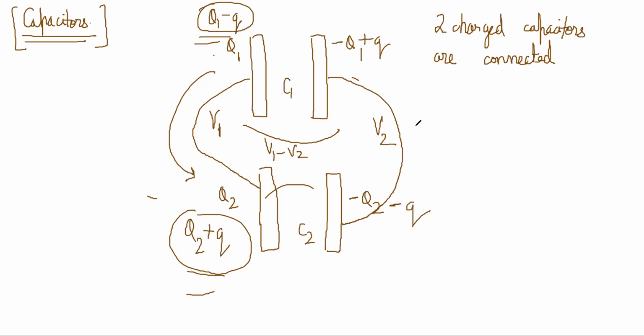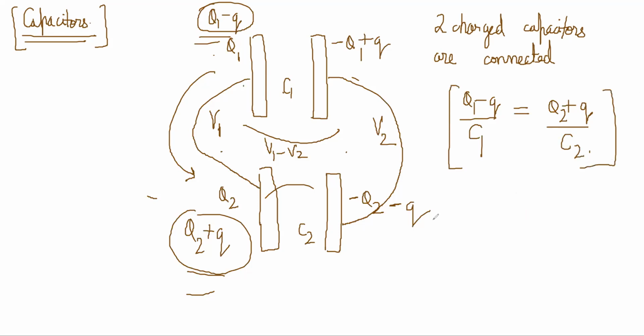Now you can say that the potential across this capacitor, Q1 minus Q by C1, should be the same as the potential across this capacitor, because that is V1 minus V2, should be same as Q2 plus Q by C2, right? This is saying that the potential across the capacitors is the same because you have connected it like this. So then you get Q1 by C1 minus Q2 by C2 is equal to Q into 1 by C1 plus 1 by C2, right?